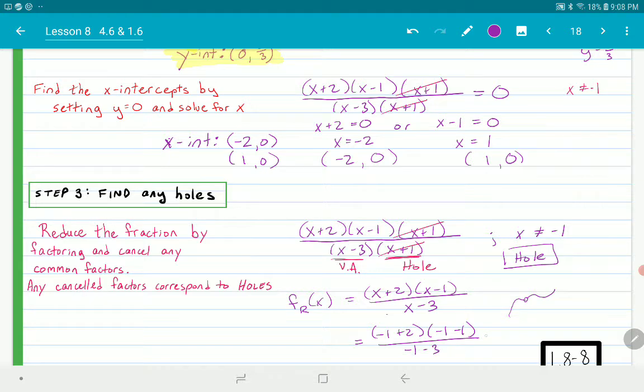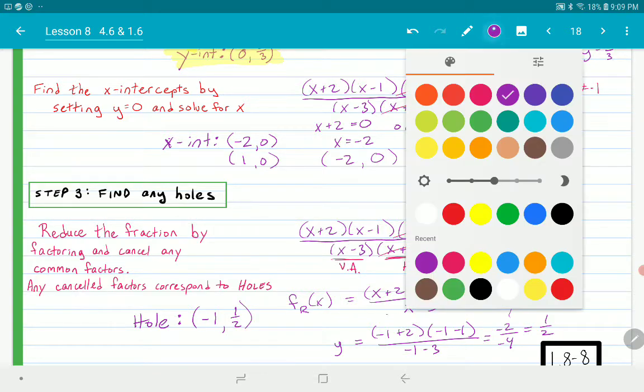gets me negative 2 over negative 4, which is equal to 1/2. So when x would equal negative 1, the y would be equal to 1/2. So that tells me, oh, I forgot to change colors again, that the hole is at x equal to negative 1 and y equal to 1/2. I kind of like to find that y value.